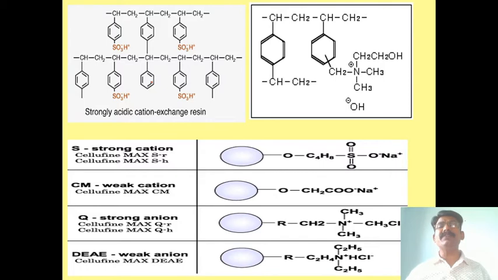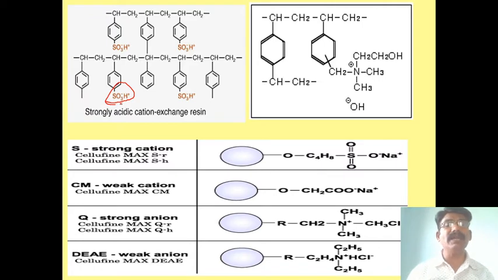So two types of resin. One is the acidic resin, another one is the basic resin. This is the acidic resin containing the acidic functional group. What is that acidic functional group? That is the sulfonic acid functional group, SO3H.